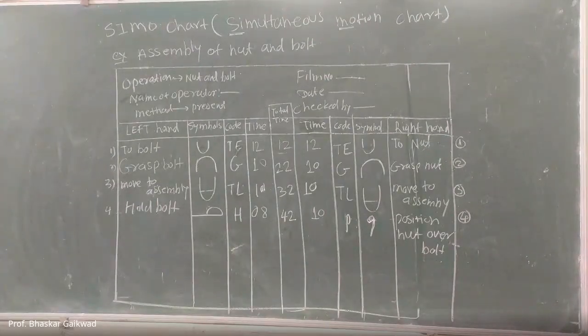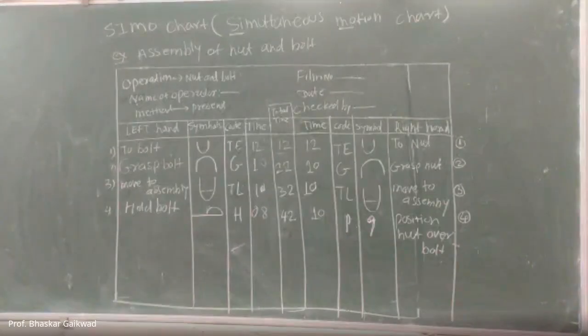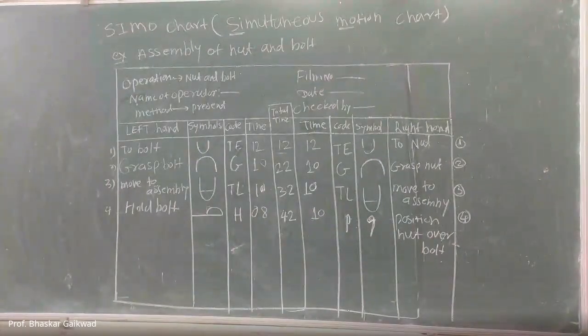CMO chart, the simultaneous motion chart, which we can use to study micro motion. For example, you can take the repair of your watch, or a nut and bolt assembly with two hands. The main purpose is to reduce the total time required for the assembly. Unnecessary motions we have to reduce.